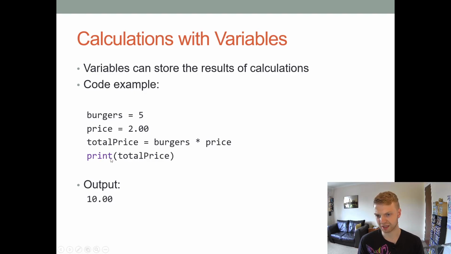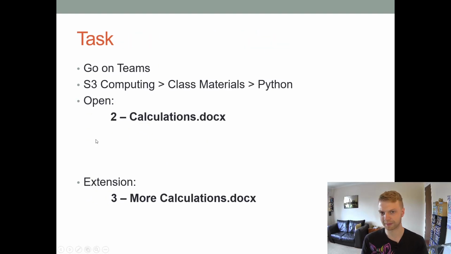And that's when you print it out here. If you don't put the print total price, it won't give you anything. It'll do the calculation, but it won't show it to you. And so that's just how you multiply two numbers together and store it in a variable to be used later.